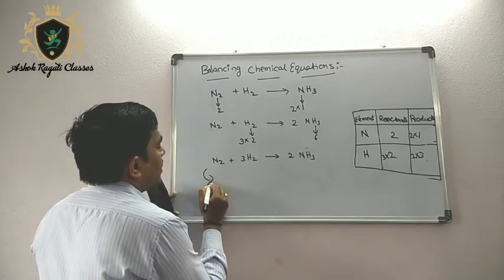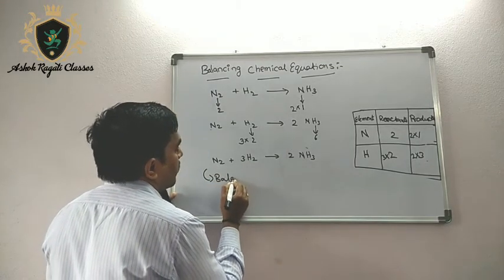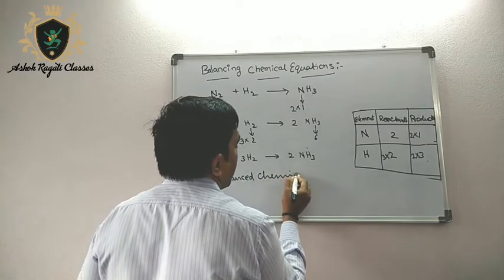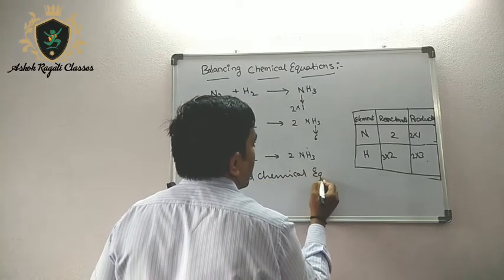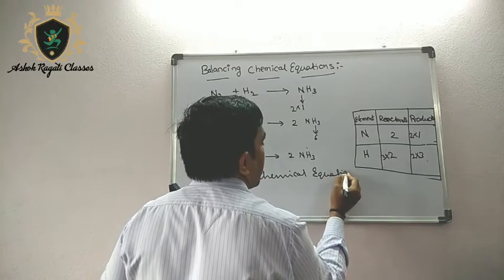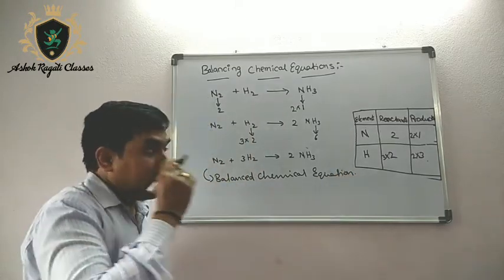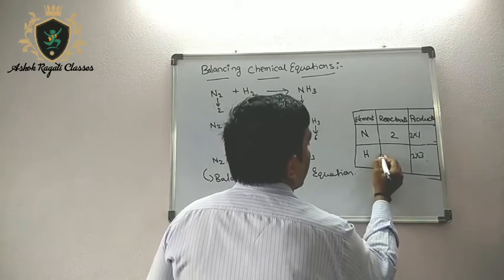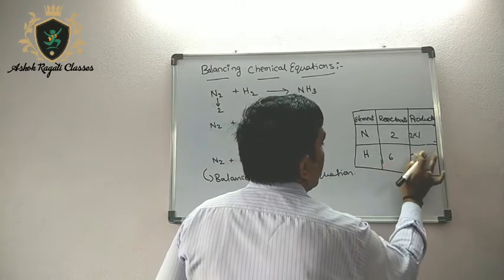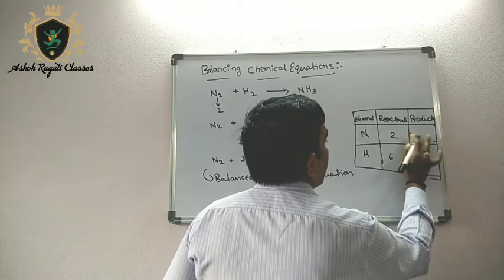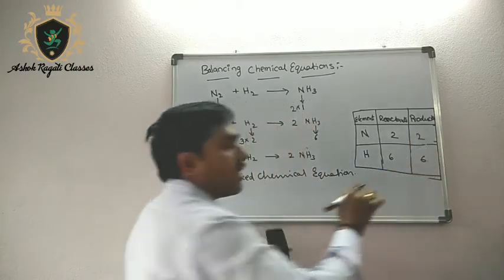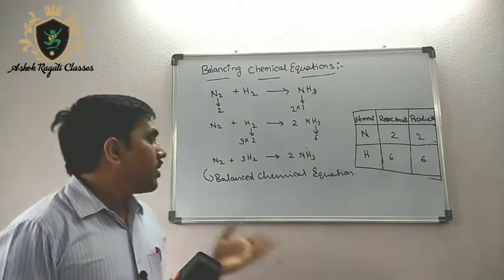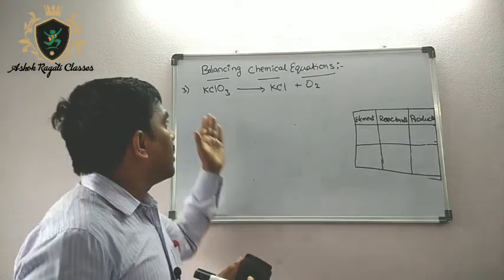This is a balanced chemical equation. So now change this number. What is this now? 6 is equal to 6 and this is 2 into 1. So yes or no? In this way you have to do the balancing. Okay, let us take one more example.